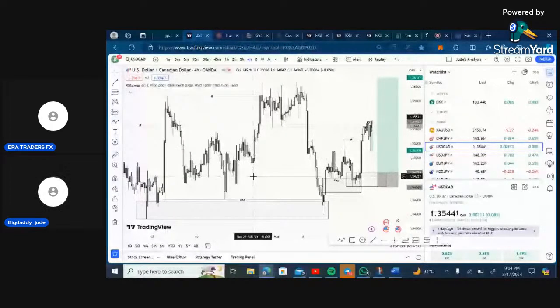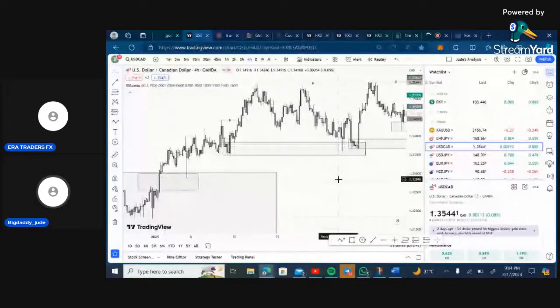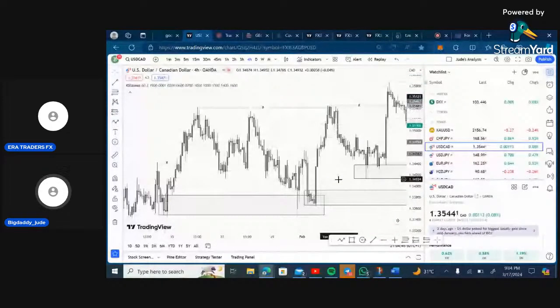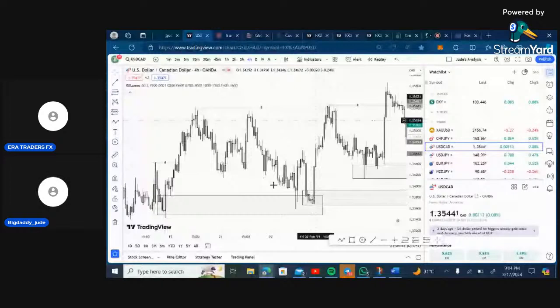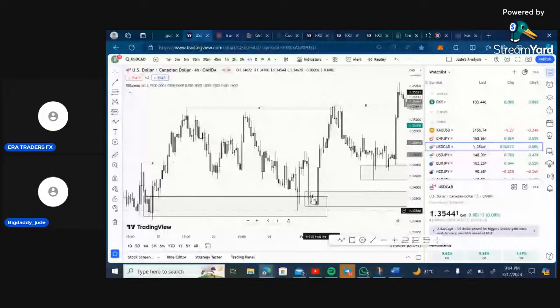So yeah, you have a well-defined market structure right here. You see, we're bullish in this market, right? You saw a tap into a POI, and so why is this valid? Because we saw a sweep of liquidity, right? Series of sweeps of liquidity, and we tapped into this POI right here, and we broke structure to the upside.